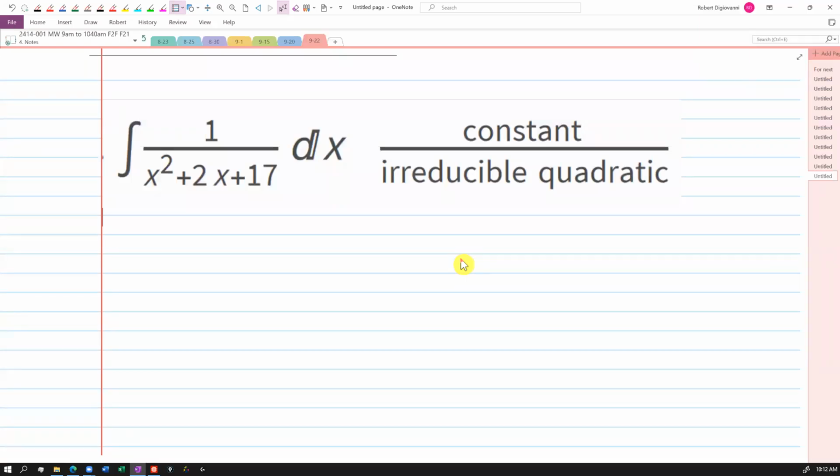Why don't you do that? Let me give you 5 minutes. See if you can do that problem. Complete the square and then use formula 17. Now, I'm going to put myself on mute real quick and take a little break. I'll be back. Everyone work this problem.